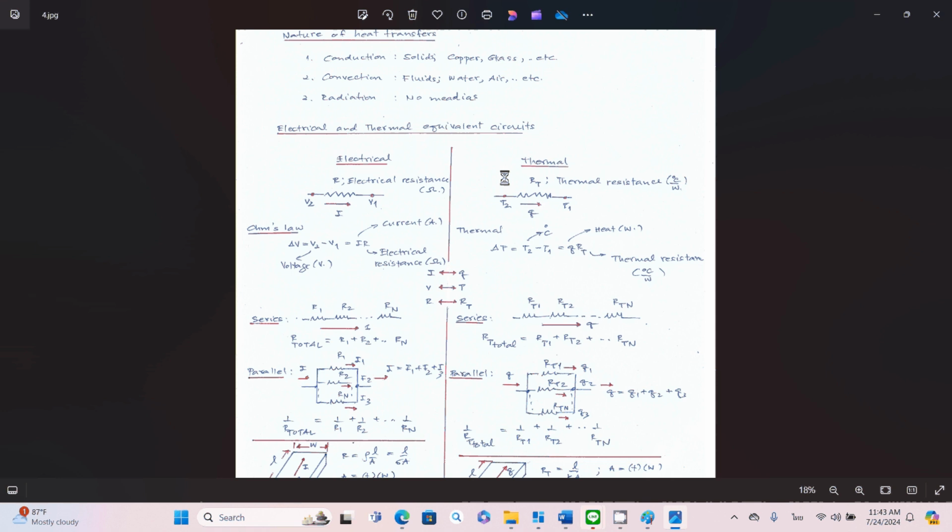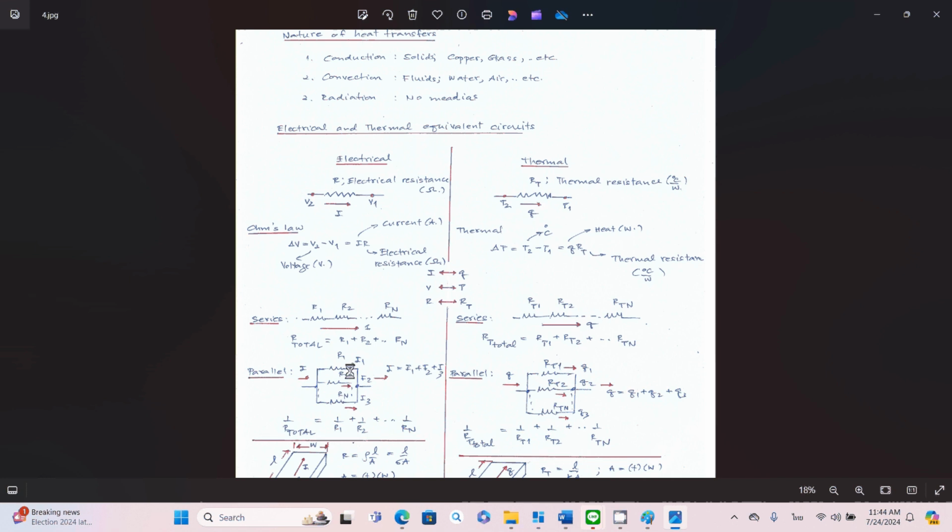You also have thermal resistors in series and in parallel. It works the same as the electrical circuit. For the electrical circuit, you know that if resistors are connected in series, you have the same current flowing through each resistor. Same for the thermal resistor circuit. If they are in series, you have the same heat Q transferred through each resistor, and our total simply becomes RT1 plus RT2 plus up to RTN.